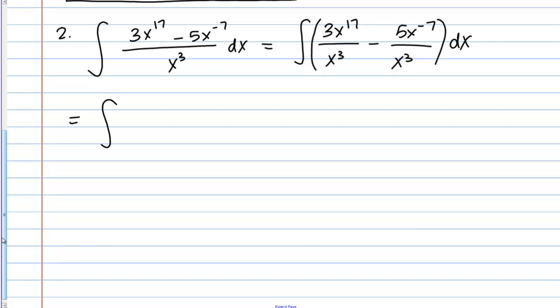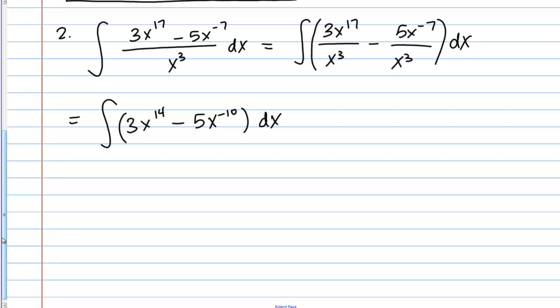Okay, and now, this is nice, right? Because 3x to the 17th over x cubed, I can reduce that. That's going to be 3x to the 14th minus, I could write this as 5 over x to the 10th or 5x to the negative 10th. I'm going to write it as 5x to the negative 10th to make it a little easier to see how to use the power rule in the next step.